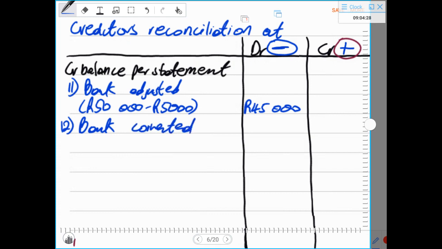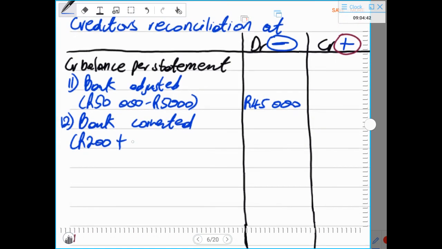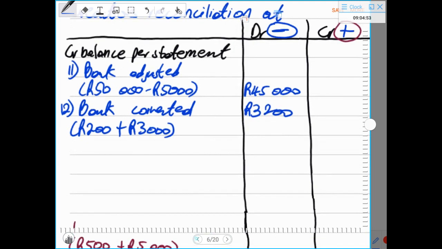our bank corrected. And don't forget that when it's overstated, we cancel it on the side it was overstated, on the debit side. In fact, remember, once again, the amount is on the wrong side. First cancel the wrong amount, then you record the right amount on the same side, which is the 3,000. Therefore, now we end up having 3,200 corrected on the debit side.